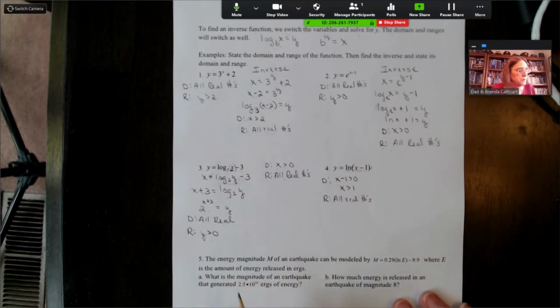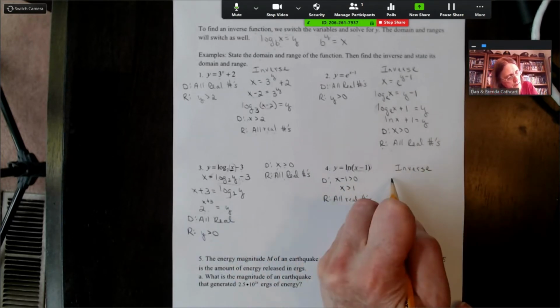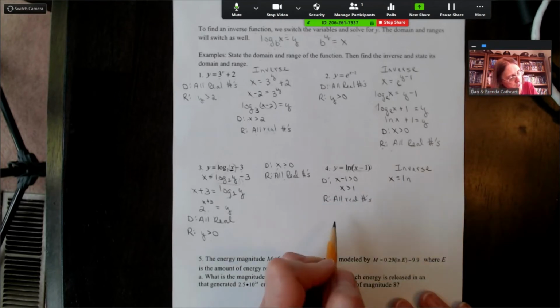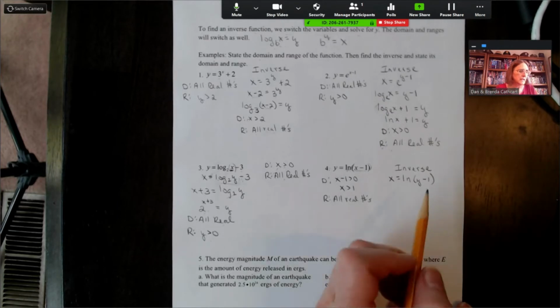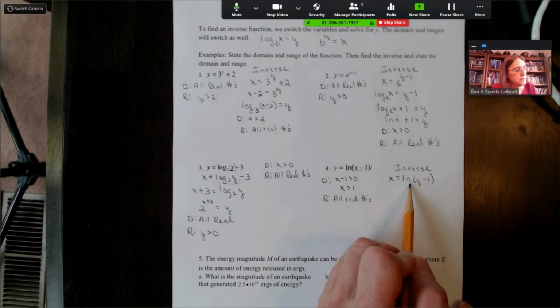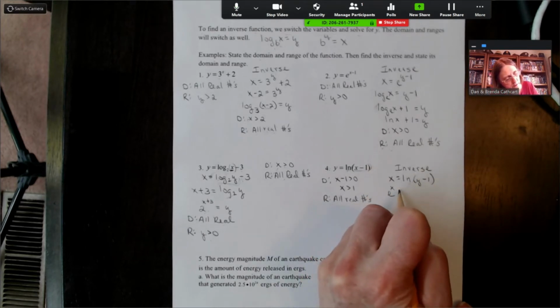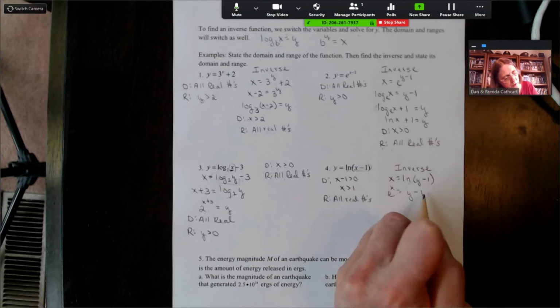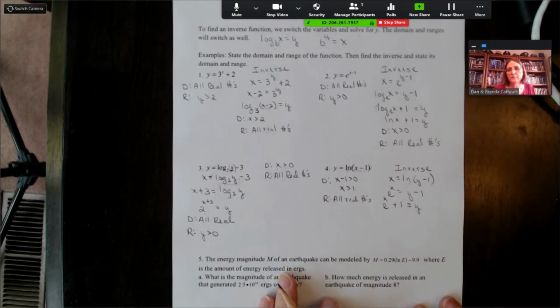Now to find the inverse, we switch x and y. So we have x equals log natural, or natural log of y minus 1. We need to get to the y, so we need to undo our log. We need to rewrite this then in exponential form. Our base is e, so e raised to the x is equal to y minus 1. Adding 1 to both sides, we get y equals e to the power of x, and then plus 1.